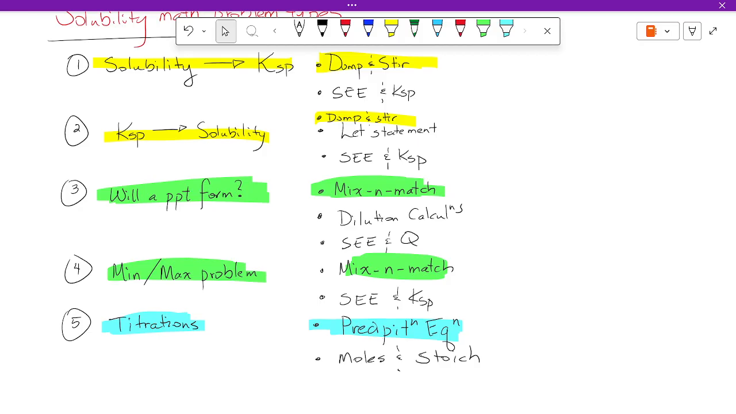If you want to use a RICE-like table, I'm going to call it a RICFA table, you can use moles in that. But if you're doing an equilibrium, a RICE table for equilibrium, that's going to be molarity. Yes. Okay.